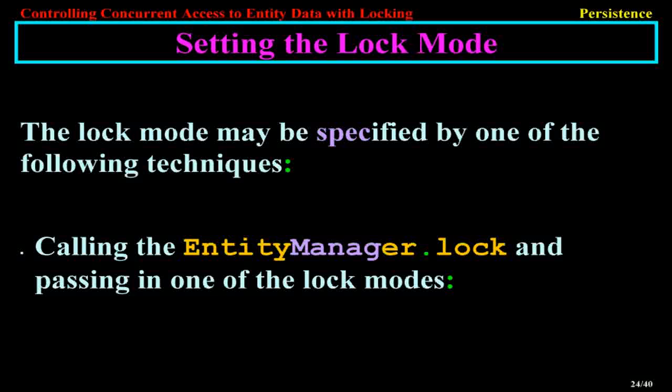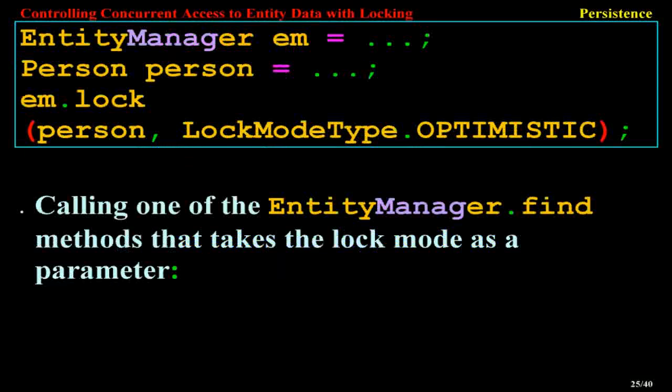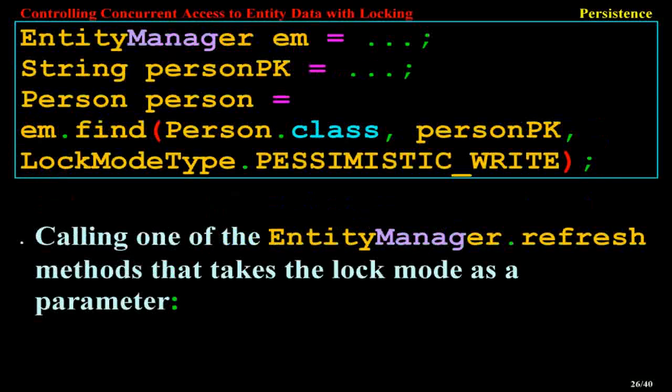Calling the EntityManager.lock method and passing in one of the lock modes: EntityManager m = ...; Person person = ...; m.lock(person, LockModeType.OPTIMISTIC). Calling one of the EntityManager.find methods that takes the lock mode as a parameter: EntityManager m = ...; String personPK = ...; Person person = m.find(Person.class, personPK, LockModeType.PESSIMISTIC_WRITE).